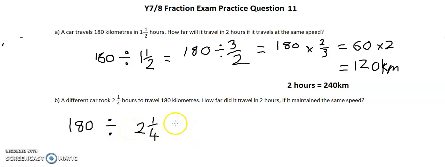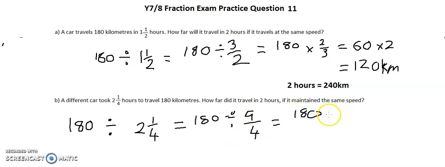So in this case here again, I'm going to change it to become an improper fraction. So that means I've got 2 times 4 is 8 plus 1 equals 9. I'm going to then change it to be times because we know about the relationship between multiplying and dividing. So it becomes 4 over 9.